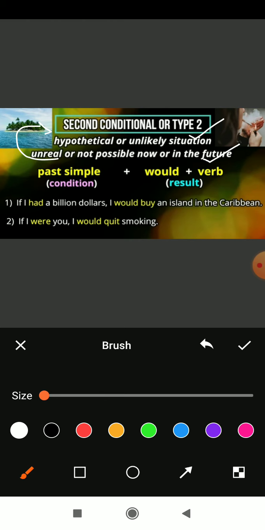In the if clause, the condition or assumption, the simple past comes, plus would plus verb in the main clause, which is the result. Listen to my example. For example, if I won the lottery, I would buy a big house. If I won the lottery, I would buy a big house.